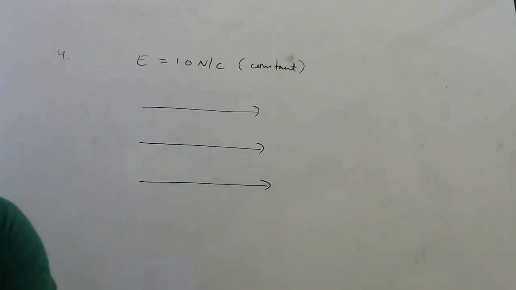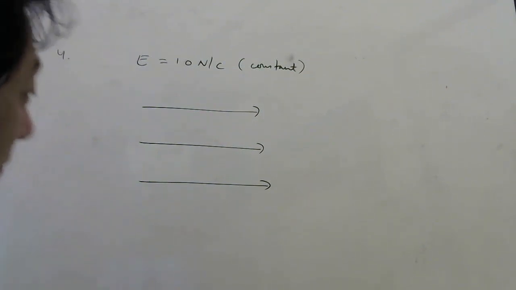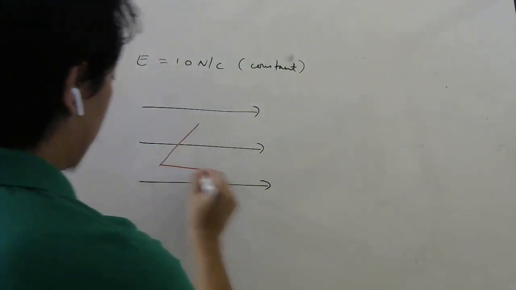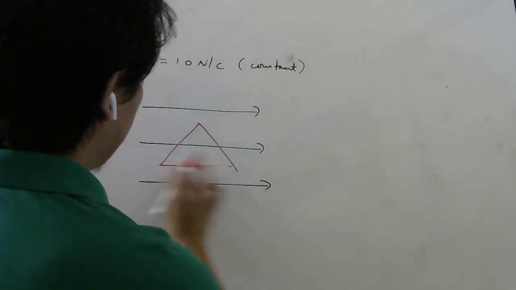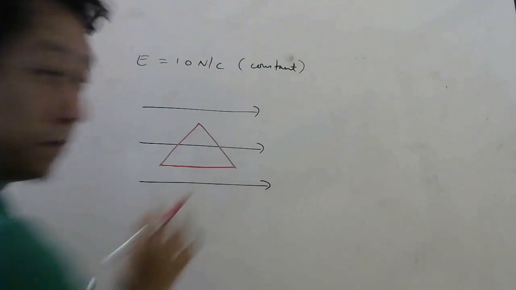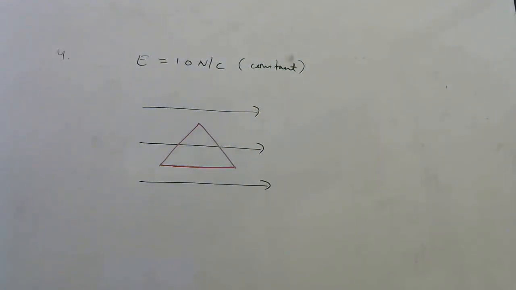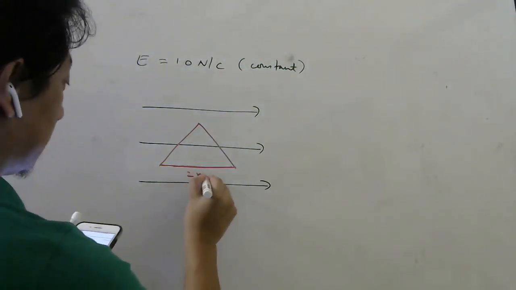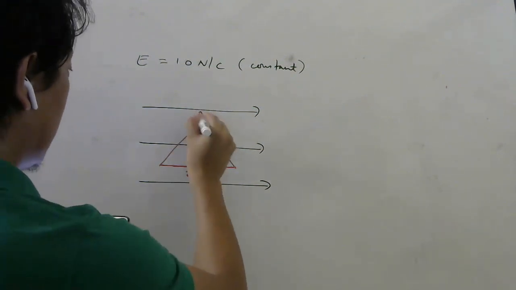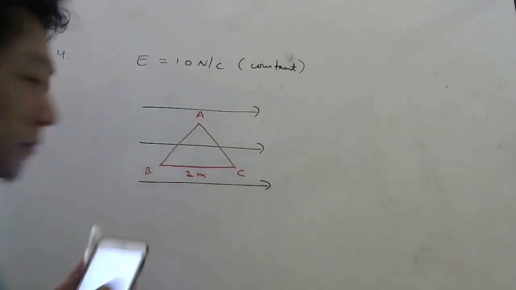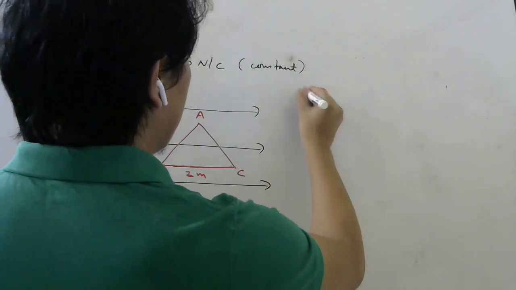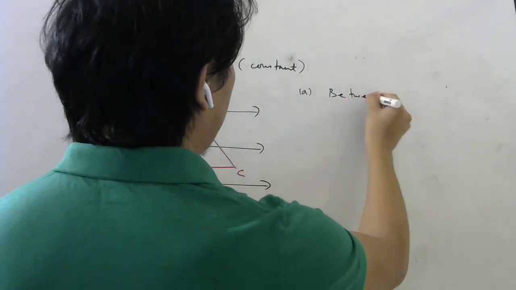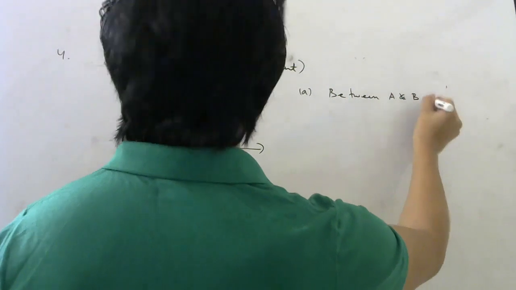And in the diagram they have shown one equilateral triangle like this, and the side of the triangle is 2 meter, and the points are A, B, C. Okay students, so let us answer this question. First they want VA minus VB. So the first part is between which points we have to find? A and B.